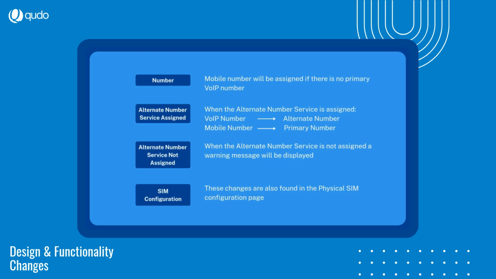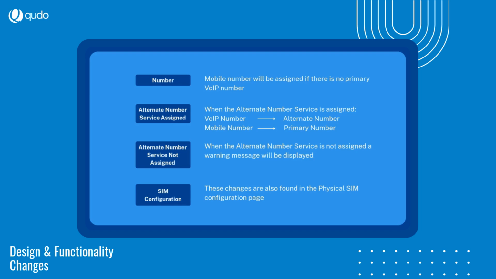It will then assign the existing VoIP number as an alternative number, and then it will assign the mobile number as the new VoIP number. If the outbound presentation number is not set, it will update it to the original VoIP number.